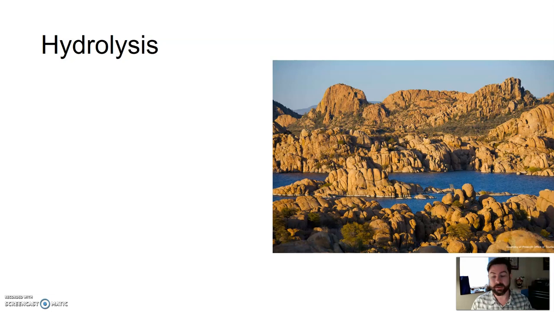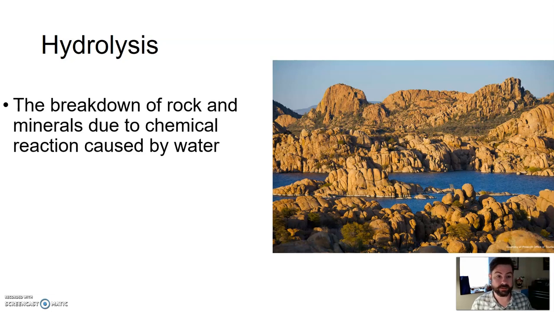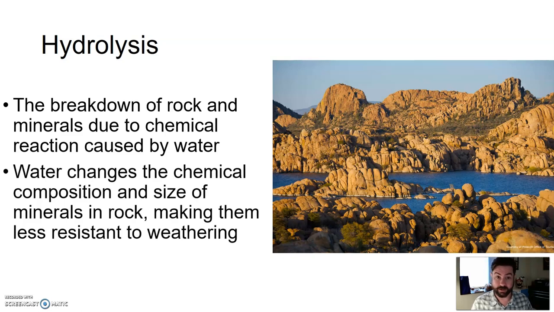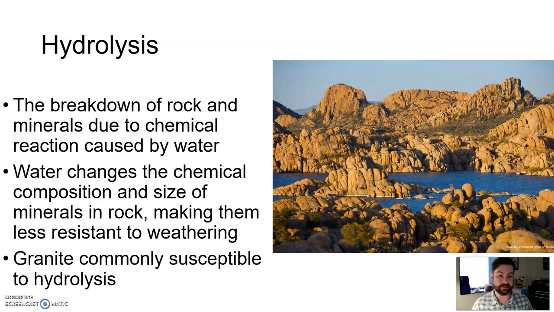Chemical weathering, hydrolysis. This is actually up in Prescott. It's the breakdown of rock and minerals due to chemical reaction caused by water. So water just falling on some things can cause a chemical reaction. Water changes the chemical composition and size of some minerals in some rocks, making them less resistant to weathering, meaning they're more susceptible to being broken down. Granite is commonly susceptible to hydrolysis. So as water interacts with these rocks, as it rains, as it snows, the chemical makeup of the granite itself becomes less resistant to weathering, and it can be broken down.